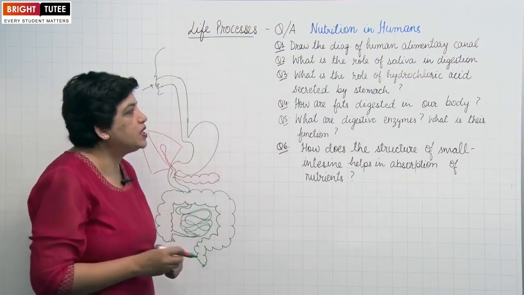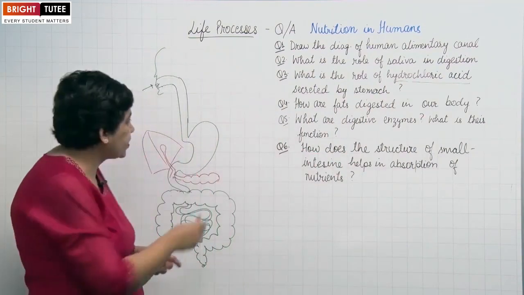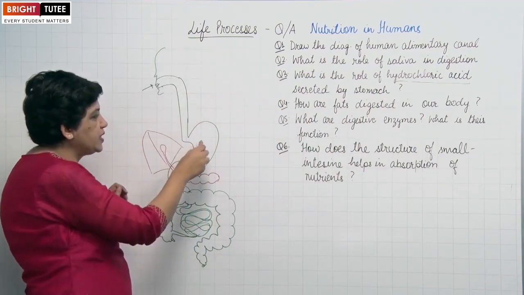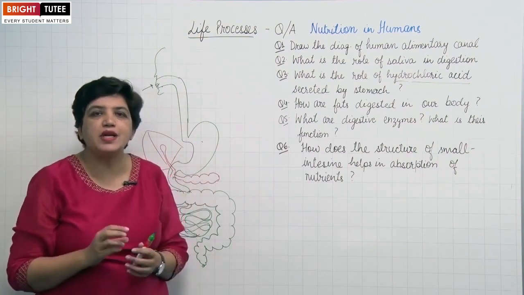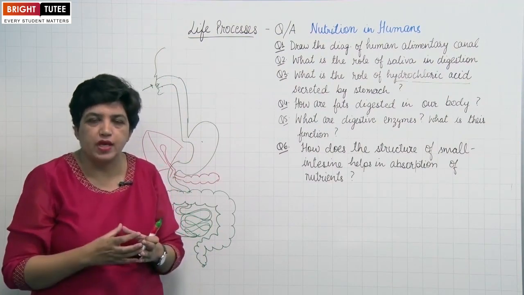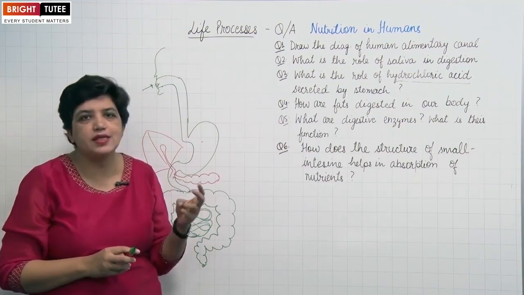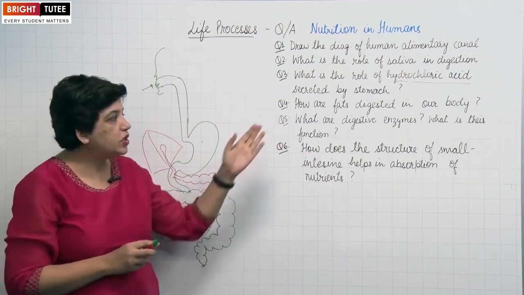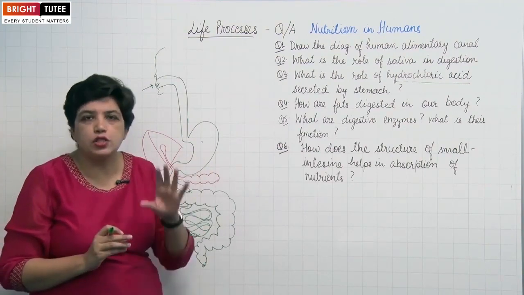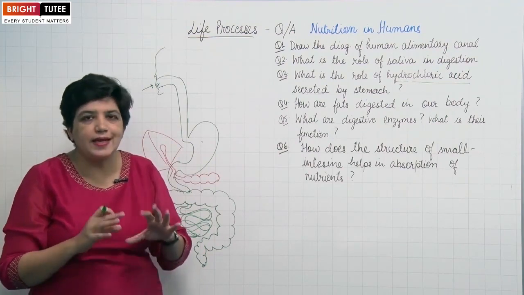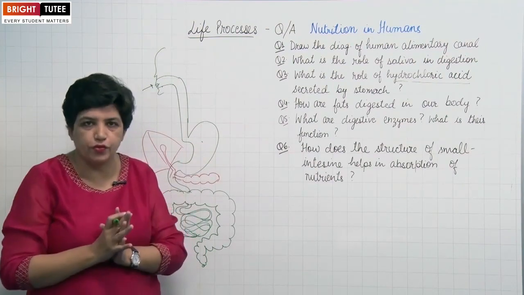Question number 3. What is the role of hydrochloric acid secreted by stomach? As I told you, this esophagus ends up into the C-shaped muscular organ called stomach. Stomach secretes the gastric juices, which contains three main components: the hydrochloric acid, mucus, and the enzyme pepsin. So this hydrochloric acid basically, firstly, it kills the bacteria or the pathogens present in the food. Secondly, it softens the food. While the food is being churned in the stomach, it softens the food.